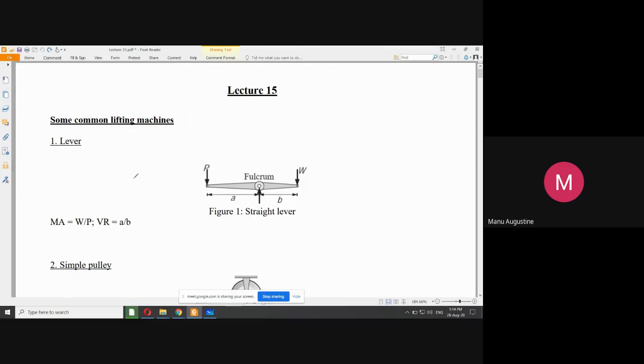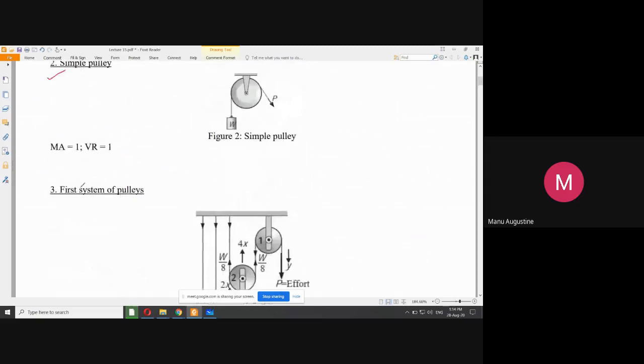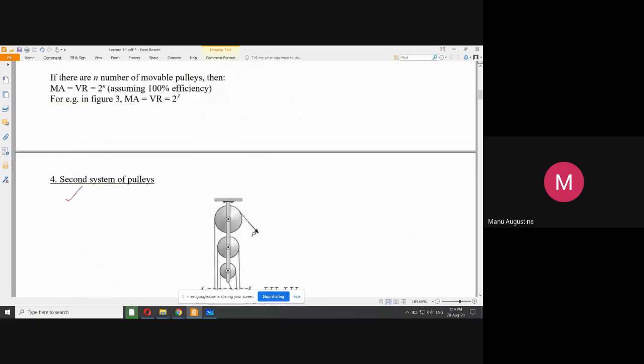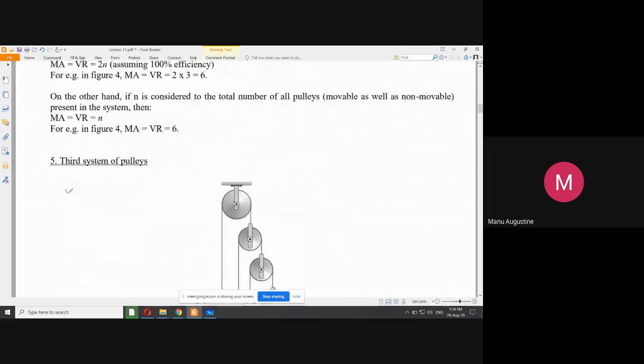So anyway, in this lecture, we will be covering lever, simple pulley, first system of pulleys, second system of pulleys, and third system of pulleys. So this is what we will be doing in this lecture.